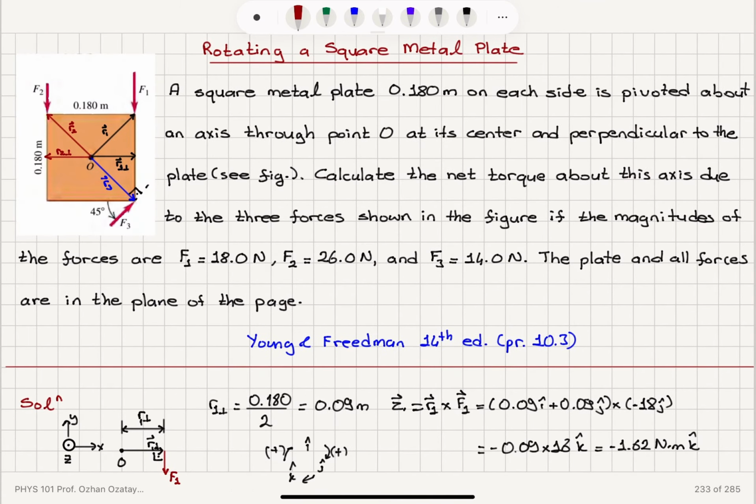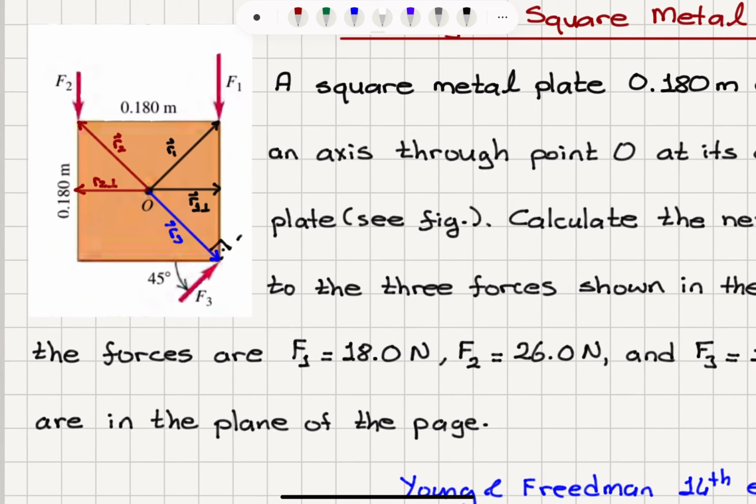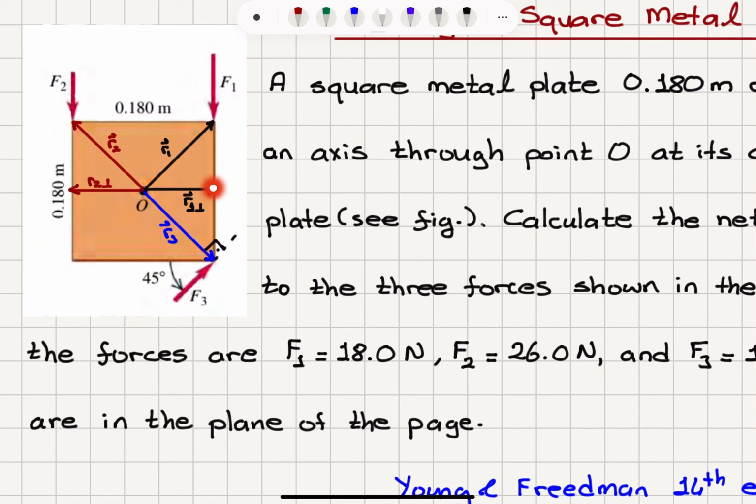Okay. So we have calculated the net torque acting on a square metal plate, which is under the influence of three forces you can see here, F1, F2, and F3. So the task of calculating the torque is basically finding the perpendicular distance between the application point of the force and the pivot point. So you can see that for F1, the perpendicular distance is basically R1 perpendicular. For F2, it's R2 perpendicular. And for F3, F3 is already perpendicular, so its R3 magnitude will be the perpendicular distance.